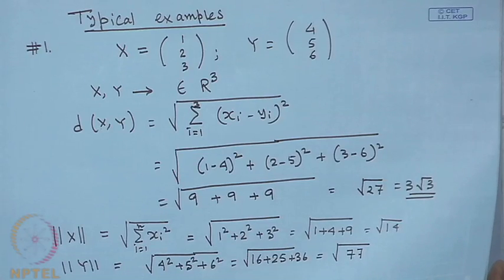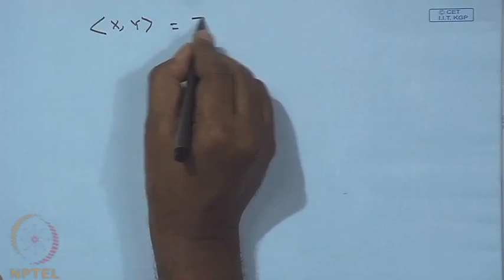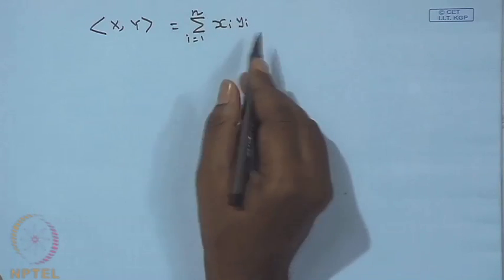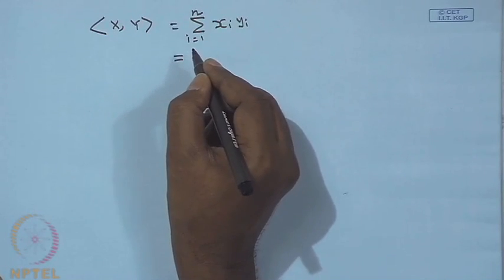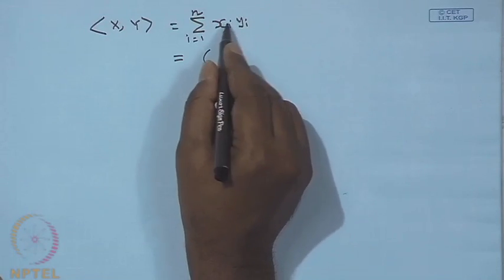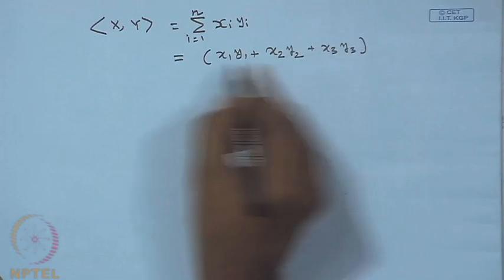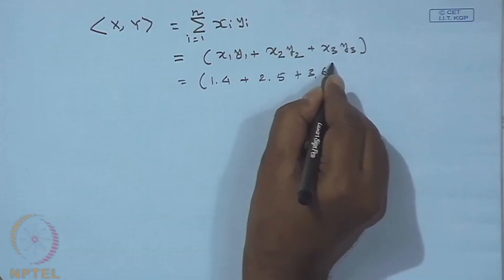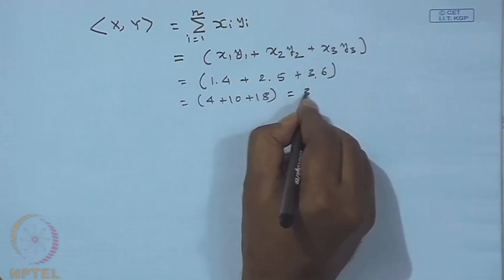Similarly, one can compute the inner product between x and y. If we write the general formula, it will be the summation of x_i y_i, where the index i goes from 1 to n. That means both x and y are n-dimensional vectors. Now, in our example, this will be x1 y1 plus x2 y2 plus x3 y3. So, it will be 1 into 4 plus 2 into 5 plus 3 into 6. So, it will be 4 plus 10 plus 18, so it will be 14 plus 18, which is 32 units.